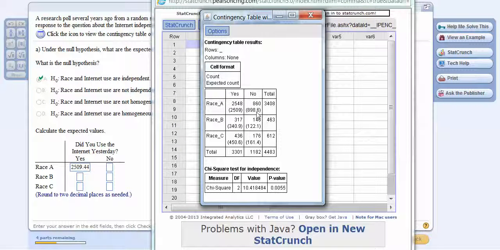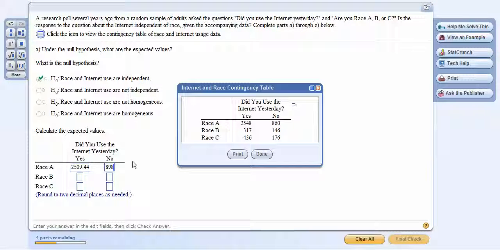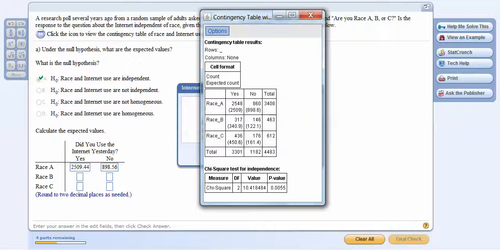So unfortunately, let me pull up the StatCrunch again, you're going to have to go ahead on this problem to redo these expected cell counts. So for instance, this one here is going to be, is my calculator still here? Here it is. This one's going to be right here for this cell. So 3408 times this column, 1182 equals, and then I'm going to divide by the total, 4483 equals, and so it's 898 point, and they want 2 decimals, so it's going to be 0.56. So 898.56. So again, I apologize.